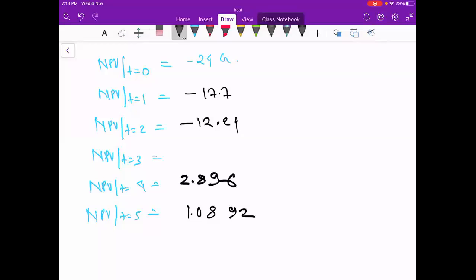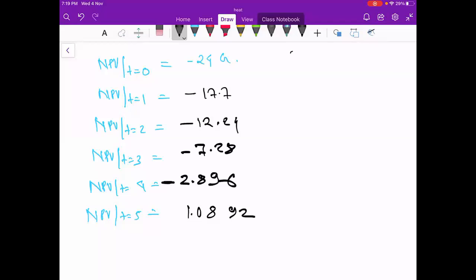Calculate for the third. Yes, it is minus 2.896. Third, calculate it fast. Third, minus 19? I don't think so. It should be less than minus 12, no? Yes, it should be minus 7.28.